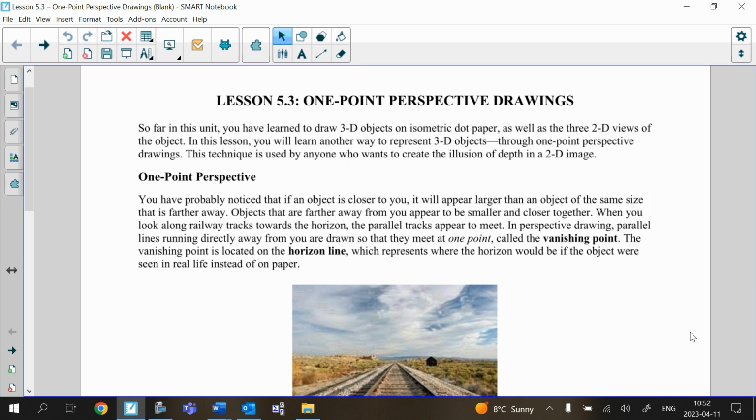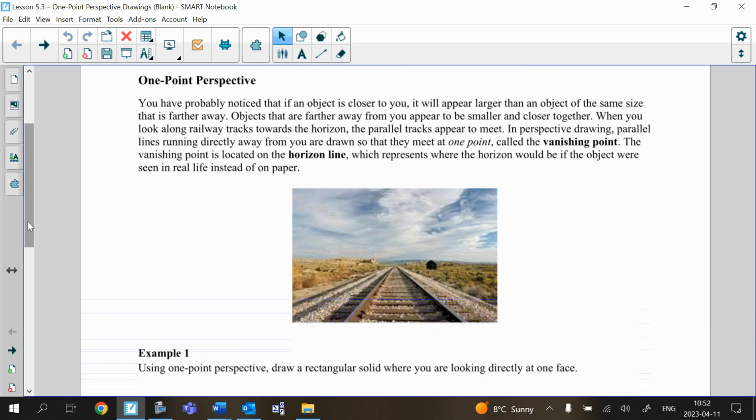But not all 3-dimensional objects are cubes. So we have other methods of drawing 3-dimensional objects. And one such method is what's called a 1-point perspective, or using a vanishing point. Okay, and it's really all about the difference between 2 dimensions and 3 dimensions: 3 dimensions has depth. Okay, so we want to show that depth.